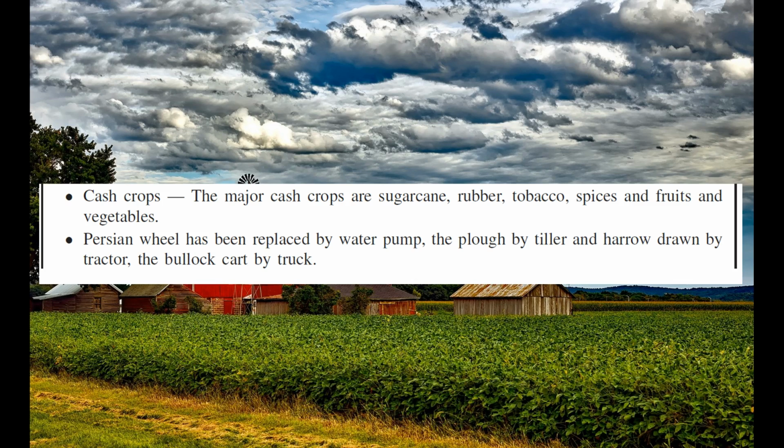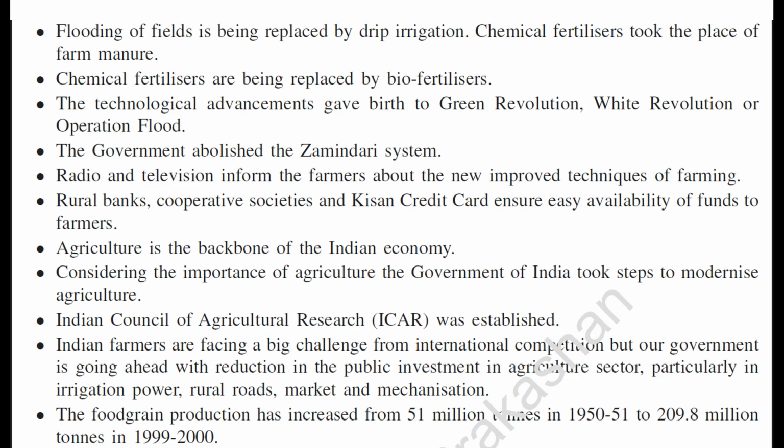Persian wheel has been replaced by water pump, the plough by tiller and harrow drawn by tractor, the bullock cart by truck. Flooding of fields is being replaced by drip irrigation. Chemical fertilizers took the place of farm manure. Chemical fertilizers are being replaced by biofertilizers. The technological advancements gave birth to Green Revolution, White Revolution or Operation Flood.